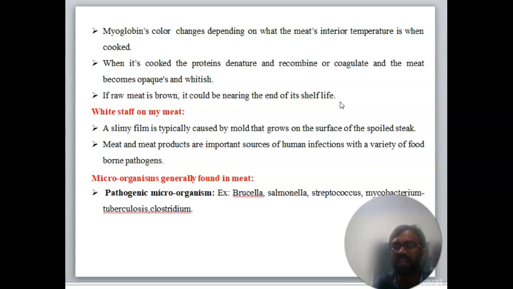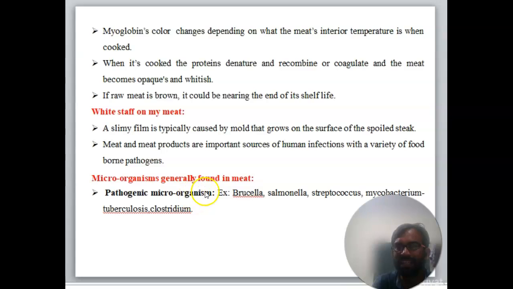It has a discoloring of colors or white stuff on the meat. You can observe in the market, in a few of the meat markets, you can see white stuff on the meat surface. The slimy lines are caused by mold and growth on the surface, the spoilage signs. So meat and meat products are an important source of human infections with a variety of foodborne pathogens.